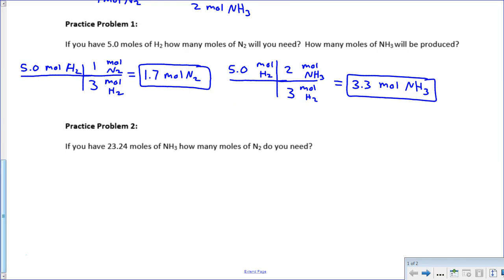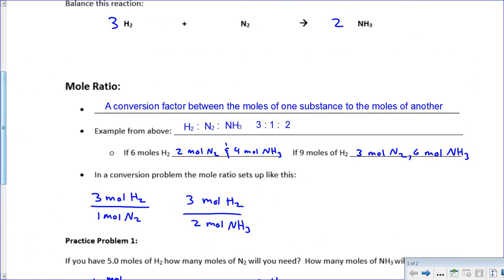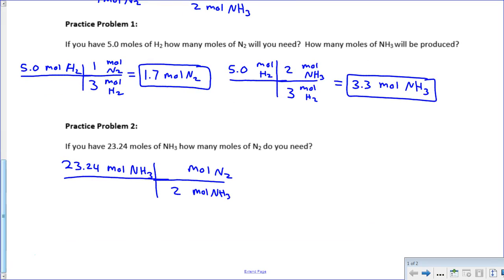All right, continuing on with this same reaction, it says, let's say that we had 23.24 moles of NH3. How many moles of N2 would you need? So now we're going to start with 23.24 moles of NH3. We want to cancel out moles of NH3, so we put those on the bottom. What we're trying to get is how many moles of N2 we need. Again, we're looking at NH3 and N2, so you go back up and look at this balanced chemical equation. NH3 has a coefficient of 2, N2 has a coefficient of 1. So it is a 2 to 1 ratio. 4 sig figs in our answer, and so we get 11.62 moles of N2.